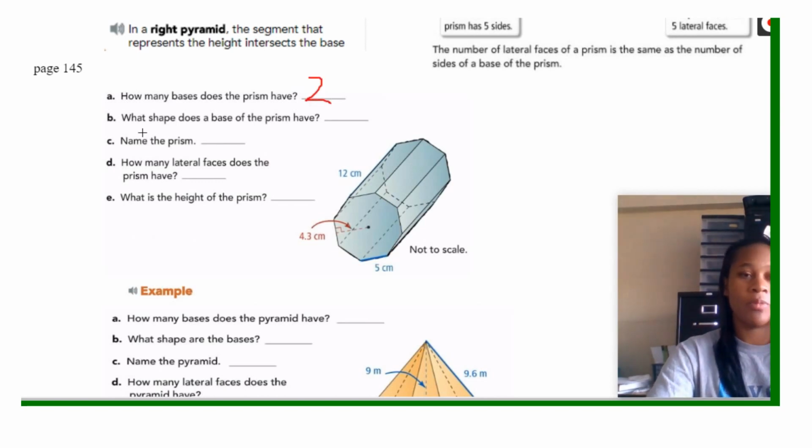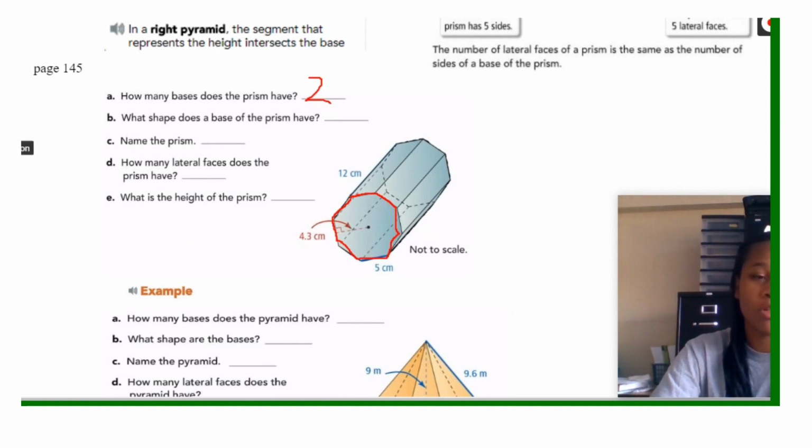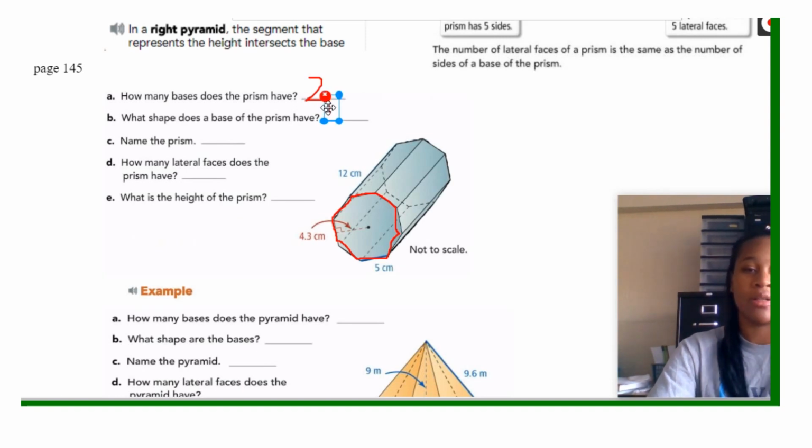All right, letter B. What shape does the base of the prism have? So let's look: 1, 2, 3, 4, 5, 6, 7, 8. The base has 8 edges, so the shape is going to be called an octagon. So let's put octagon right here.